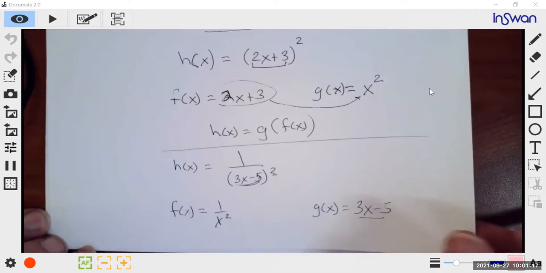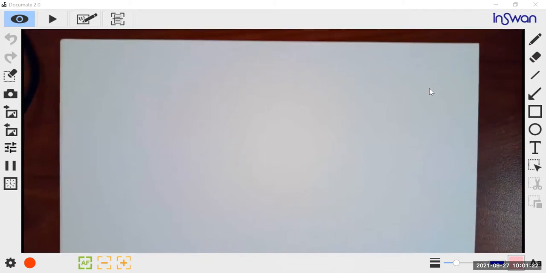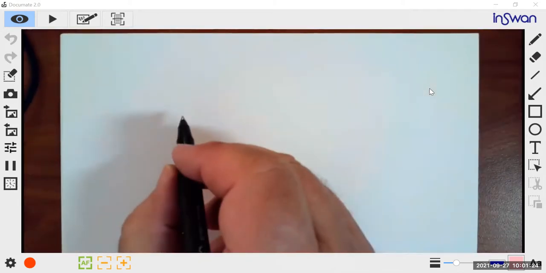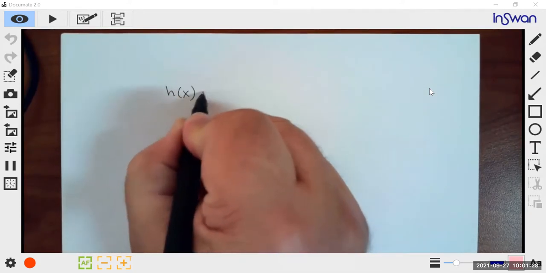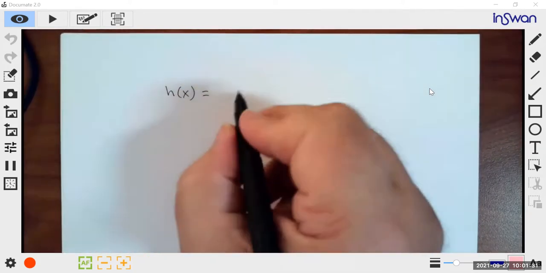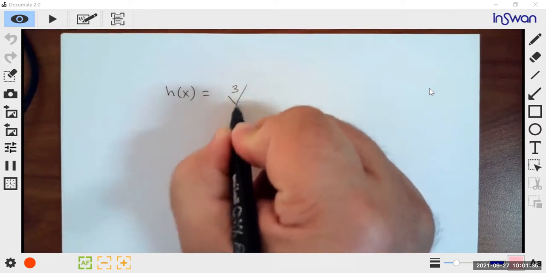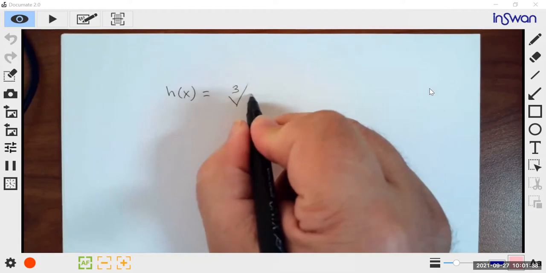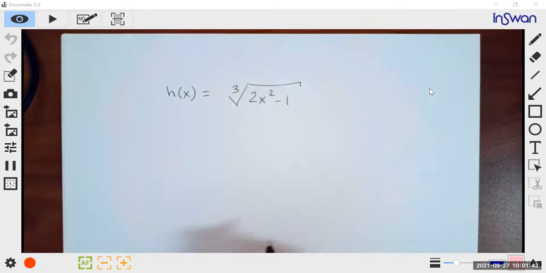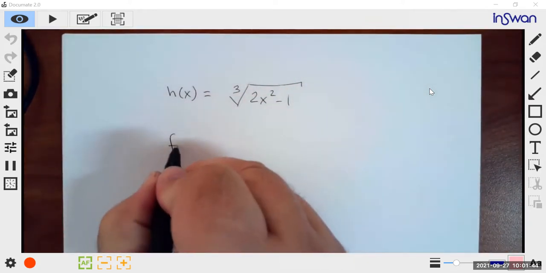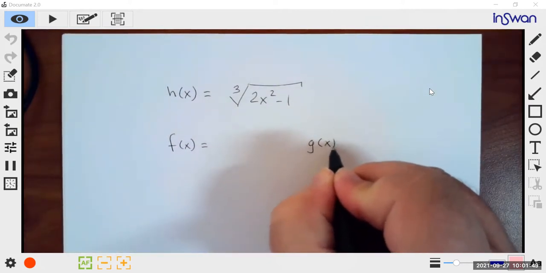Let's do another one. h of x is equal to cube root of 2x squared minus 1. Give me two functions that break that one down.